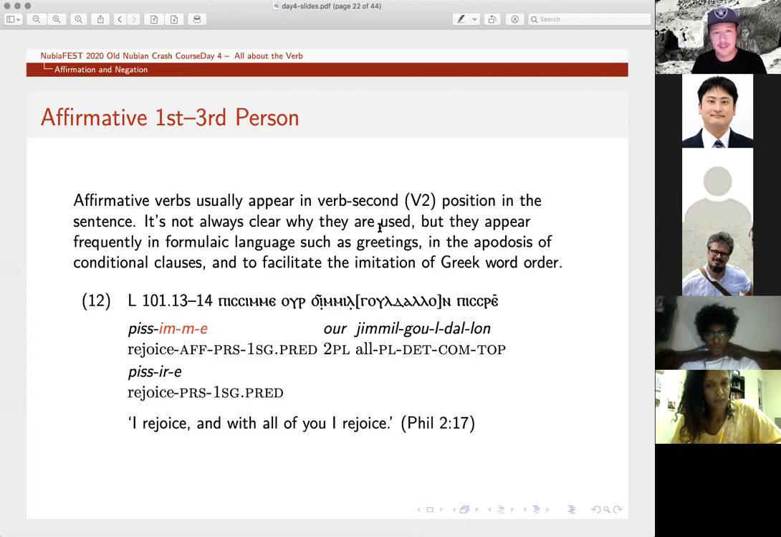It also appears in certain contexts, like for example, in greetings and formulaic expressions, like I greet you, I thank you, I worship you, that sort of thing. And also very nicely, it appears frequently in the apodosis of conditional clauses. The apodosis is a fancy word for the "then that" of "if this, then that." It's like your big conclusion, like if you do this, you will be shot. The "you will be shot" is your apodosis. And for that, you can use, not always, but it is frequent, the affirmative verb, to really drive the point home, let's say.